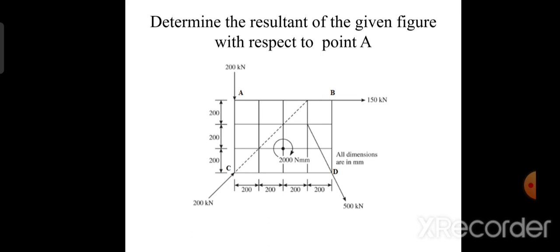Here we are supposed to determine the resultant of the given figure with respect to the point A. And here we have a grid system wherein A, B, C, D are the total grid and the individual grid is of 200 by 200 mm. All the dimensions are represented in mm here, and we have a series of forces, and also an external moment which is a clockwise moment having a magnitude of 200 Newton mm.